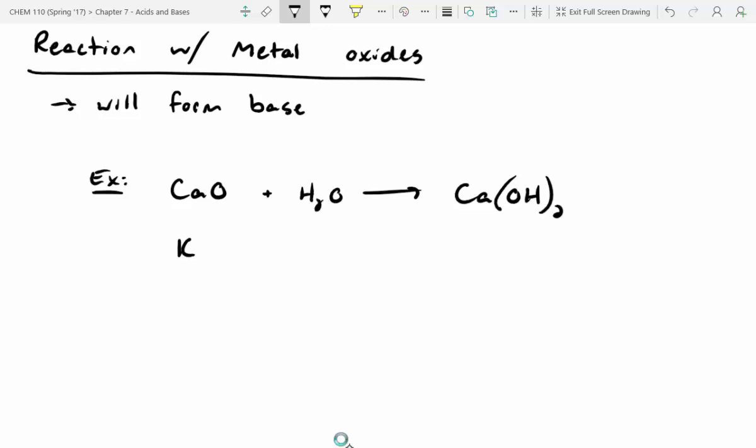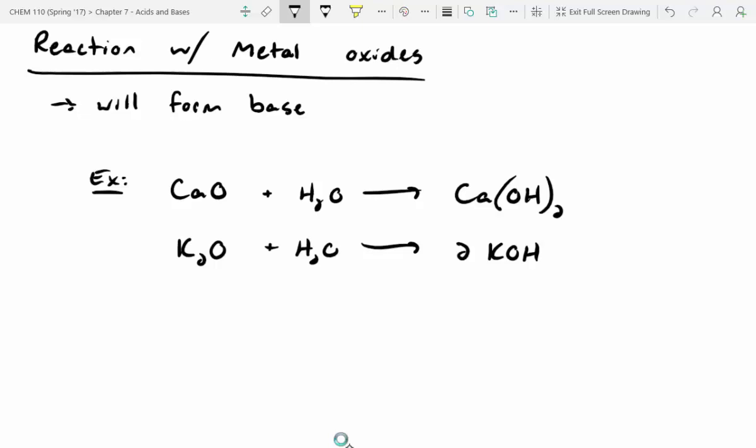Same thing is true for potassium oxide, K2O plus water. You can react this and form two equivalents of potassium hydroxide. So in each of these examples, you're forming hydroxide bases, which we said previously are usually found in strong bases. So does that make sense? All right, so big difference between metal oxides and non-metal oxides.